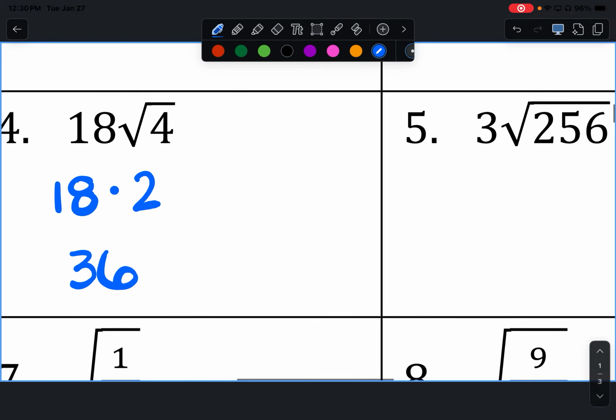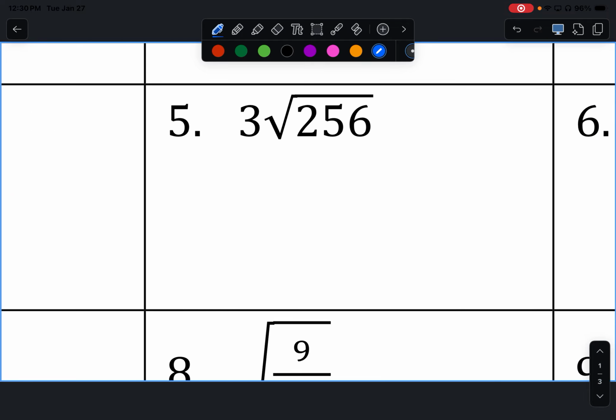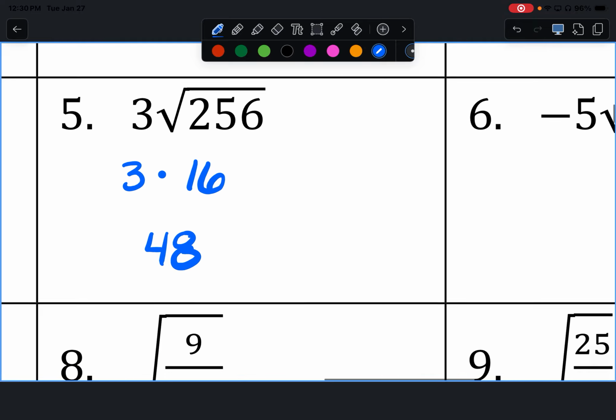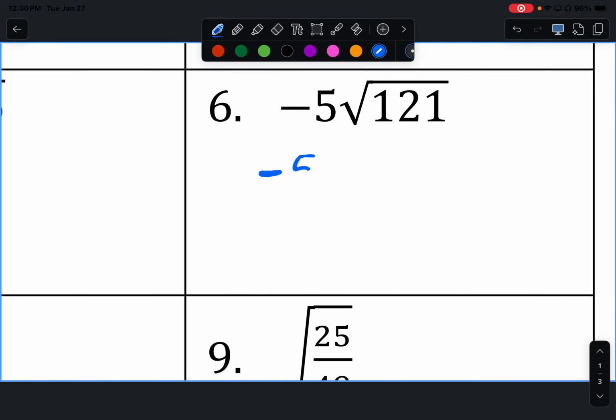Okay, for number 5, we have 3 times the square root of 256. What is the square root of 256? Yep, and what is 3 times 16? Okay, for number 6, we have negative 5 times the square root of 121. What is the square root of 121? So negative 5 times 11 is negative 55.